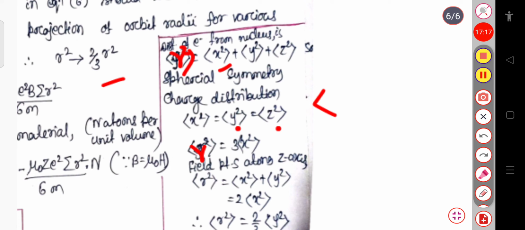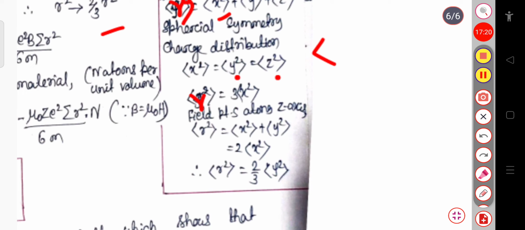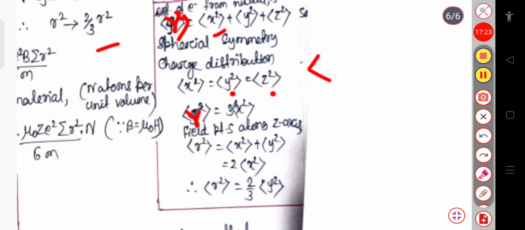If the field points along the z axis, then the average of capital R square will be the average of x square plus the average of y square. Since x square equals y square, you simply write 2 times the average of x square. The average of x square is equal to the average of r square divided by 3. So this will be 2 by 3 times the average of r square. This is the value that is here.